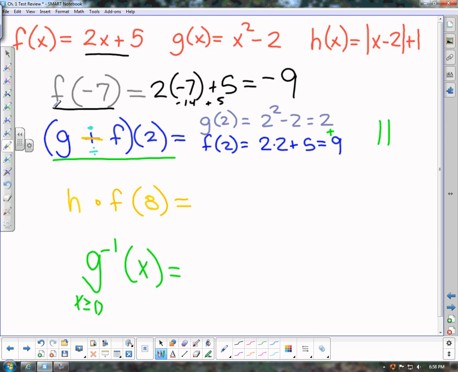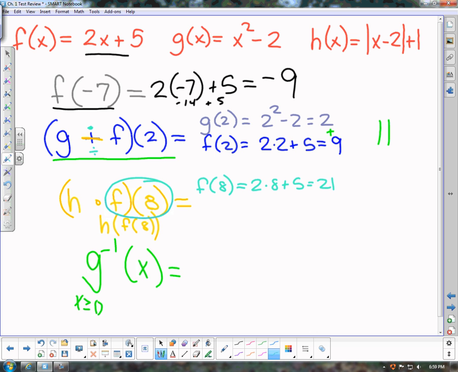Our next example here is h composition f of 8. There could be parentheses here. There doesn't necessarily have to be. And remember that this could be written as this as well. It's the same thing. What you need to end up doing is first figure out what is f of 8. So it's 2 times 8 plus 5, which is going to be 21. And then we need to figure out what is h of 21, because we take the answer we got for the first part and substitute it into the other. So we have 21 minus 2 plus 1, which is going to be 20.